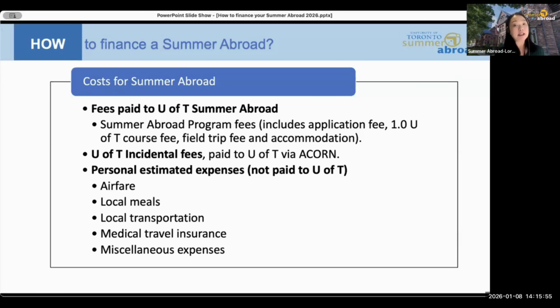These are not paid to the University of Toronto, hence estimates. We always want you to be aware of it and keep this in your budgeting because it's important, and also because it ranges so much based on your own personal needs and your personal preferences.